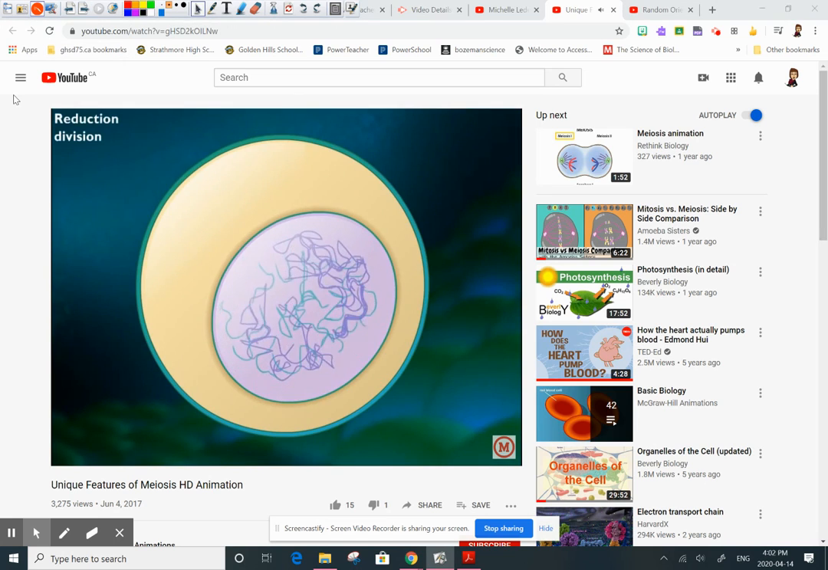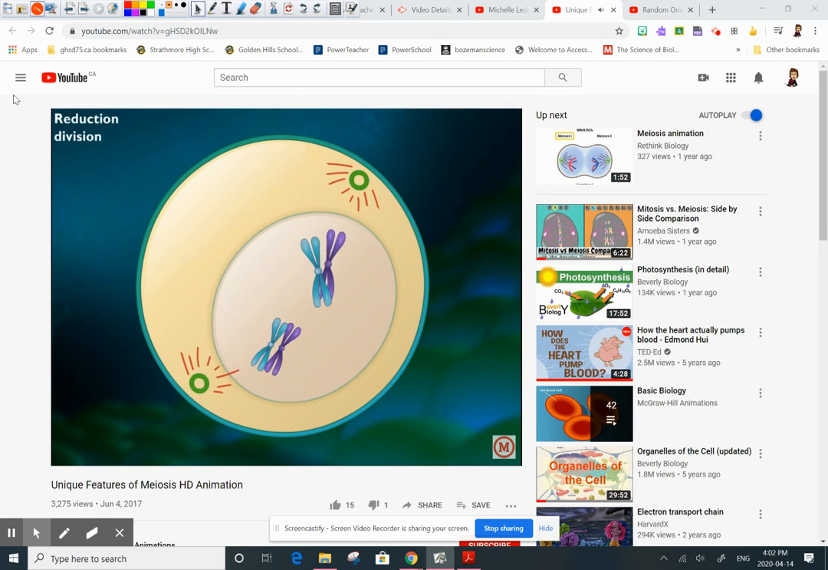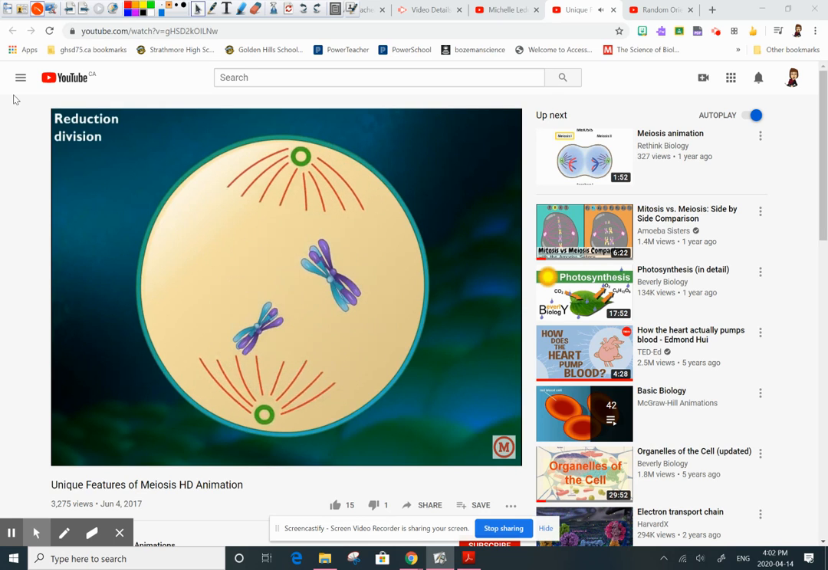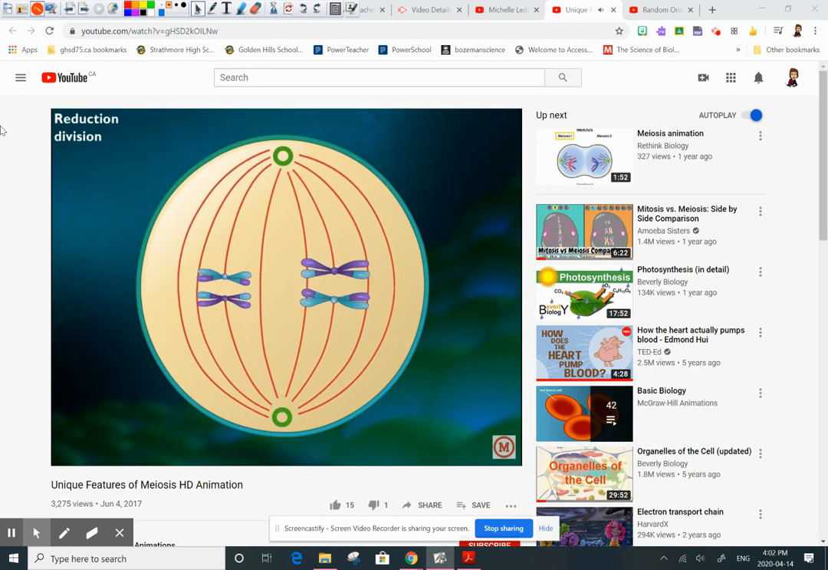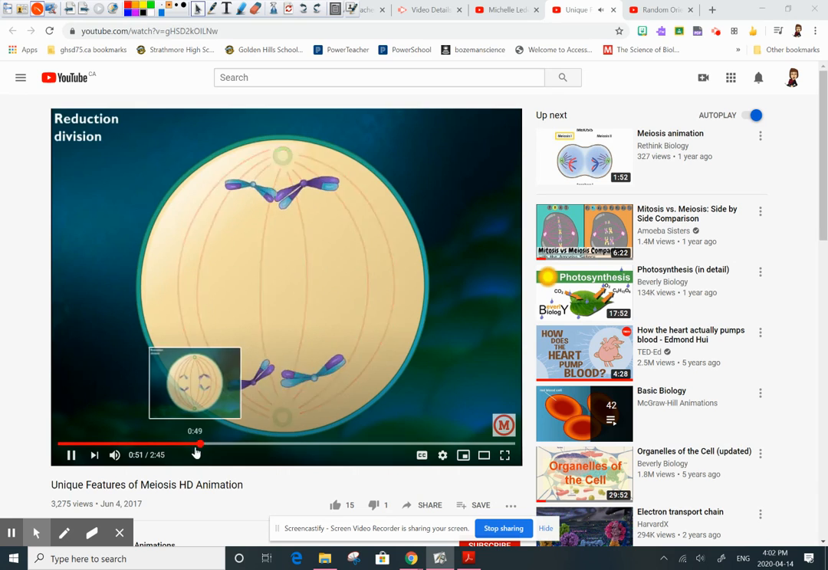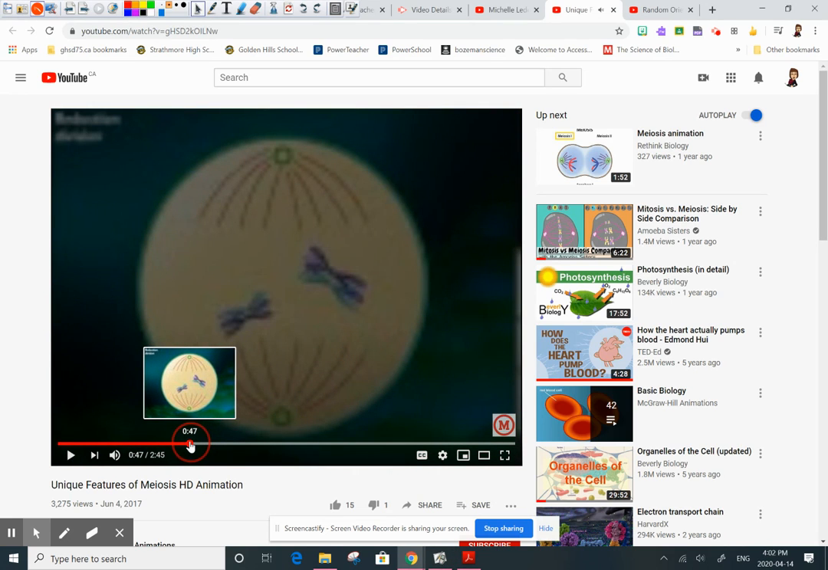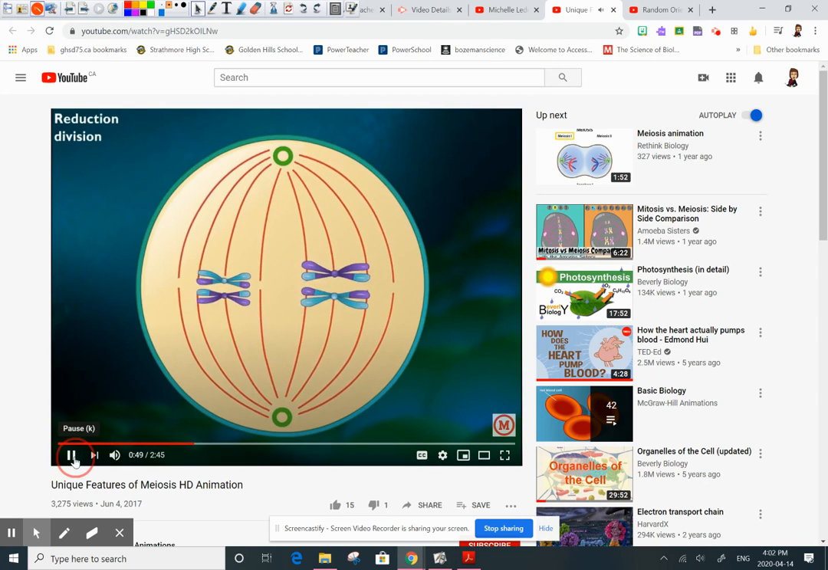The third unique feature of meiosis is a reduction division. At the end of meiosis, each cell contains only half the original complement of chromosomes. Oops. I'm just going to rewind that for a minute.